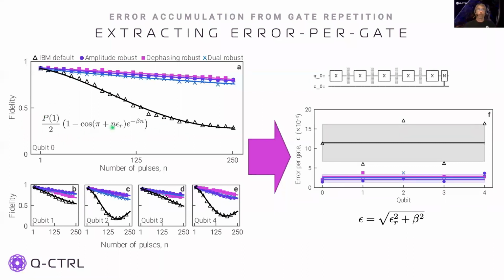the errors coming from over or under rotation, this epsilon r term, as well as exponential decay given by the beta term. We repeated this fitting procedure for all 5 qubits in this particular chip and obtained epsilon r and beta across the device. Once these errors are found, we can estimate an overall error per gate, as illustrated in the plot on the right. We see a large variation across the device when the default pulse is used, but the robust pulses homogenize the errors, meaning that all qubits perform similarly.